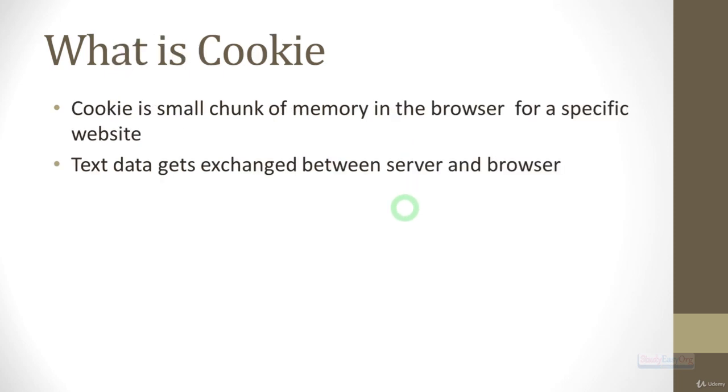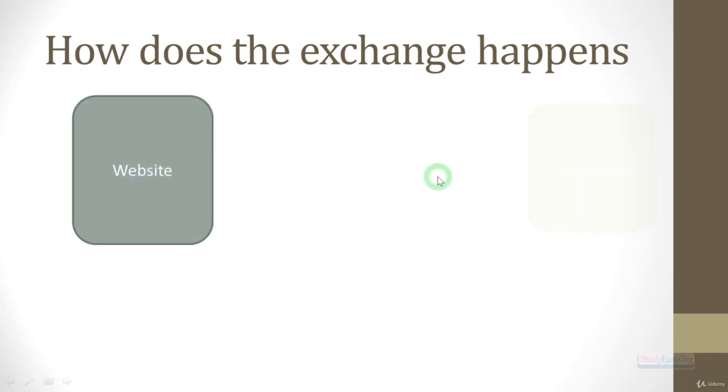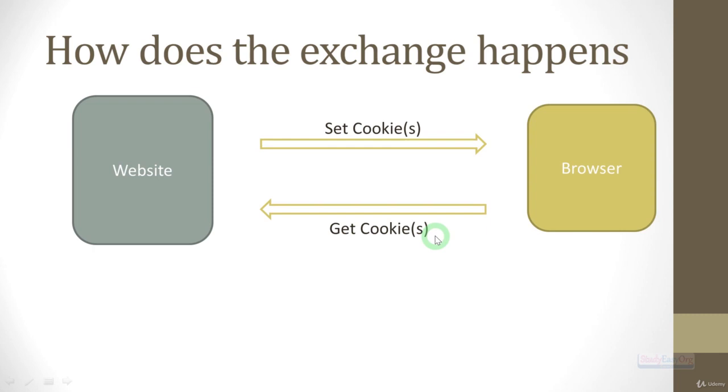Alright, now moving forward, let us understand what exactly a cookie is. A cookie is nothing but a small chunk of memory in the browser for a specific website. Now, cookies are associated with a specific website, and definitely the website can interact with the information which is present in the cookie. Now, the information is text based, and this information can be exchanged between the server and the browser. Alright, now let us quickly check how the exchange takes place. Definitely there are methods available in order to set the cookie and get the cookie. So by taking help of these set cookie and get cookie methods, we can retrieve the information, and we can also set the information in the web browser.